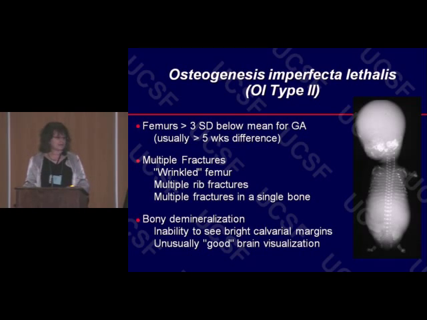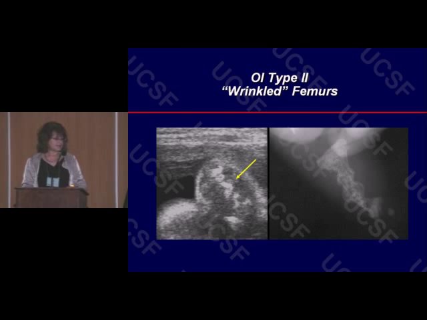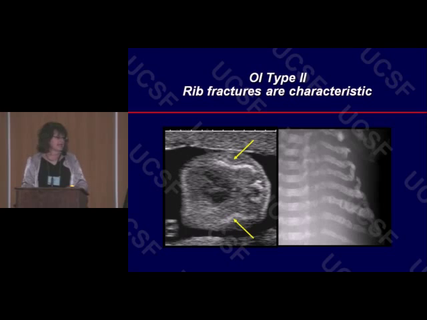And the other lethal type, recognizable and lethal type of bone dysplasia is osteogenesis imperfecta lethalis, which is type 2, markedly short femurs again. In this instance, you recognize this condition by the telltale appearance of in utero fractures, usually multiple and in unusual bones, and also these bones are demineralized. How is that manifest? Here is a wrinkled femur with multiple fractures of different ages and the postnatal correlate with X-ray. Here are rib fractures.